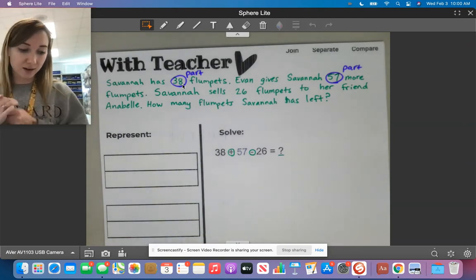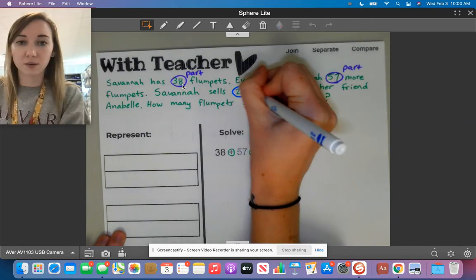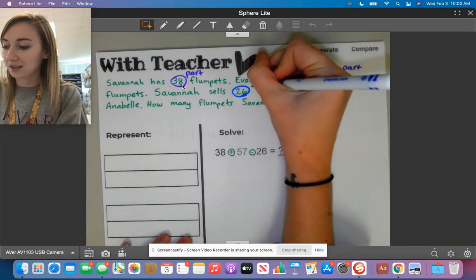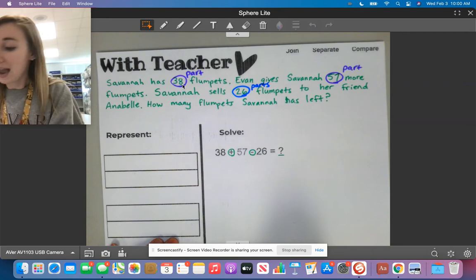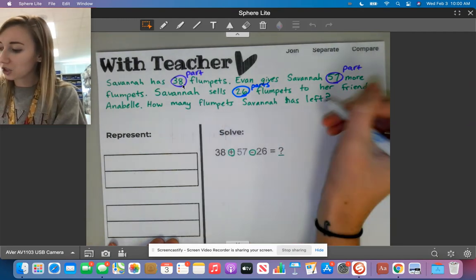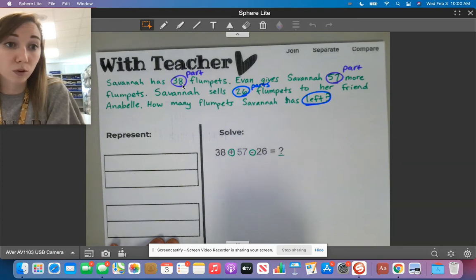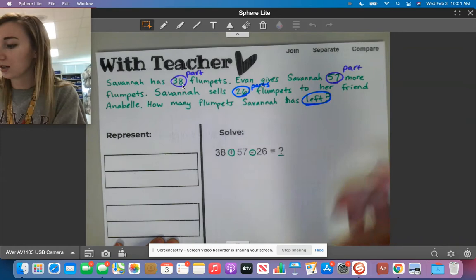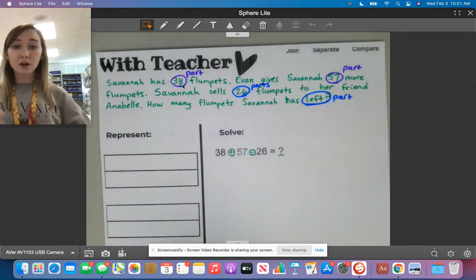But I'm going to change colors real quick, and I will tell you why in a second. So I'm going to go to blue, and that is a part because that's not all the Flumpets. She does not sell all of them, does she? And then at the end, how many Flumpets does she have left? Is she going to have all of the Flumpets, the total number of Flumpets left? No, because remember she gave part to Annabelle. So guess what? That's a part too. We go, because that is so many parts.